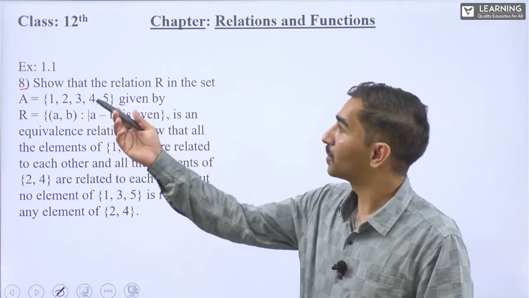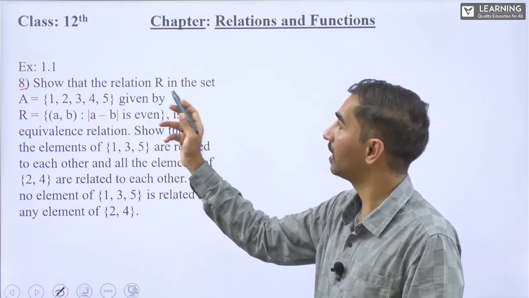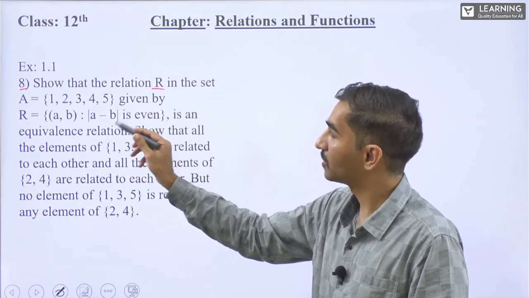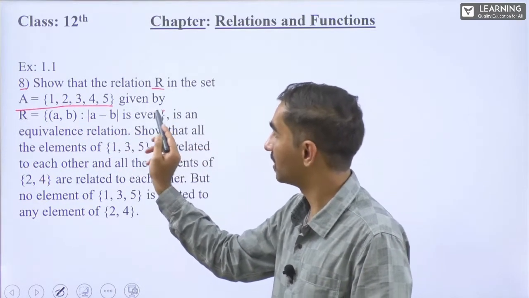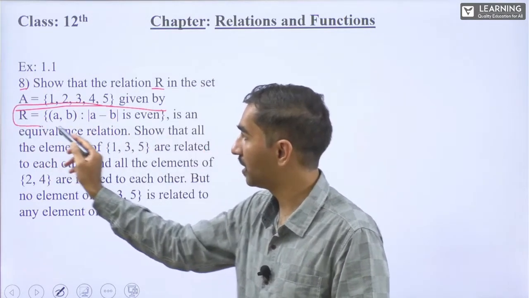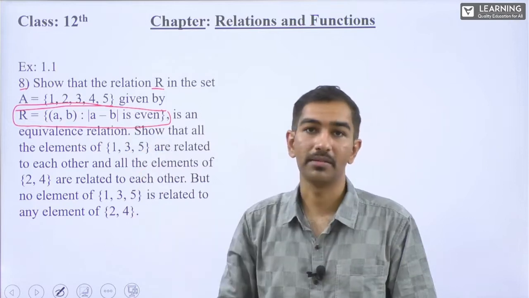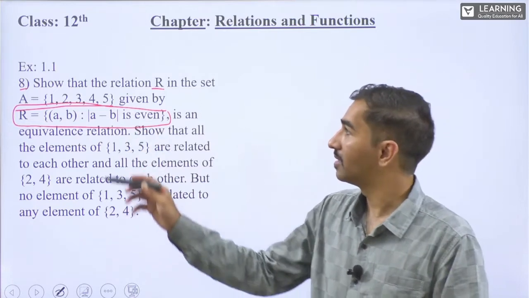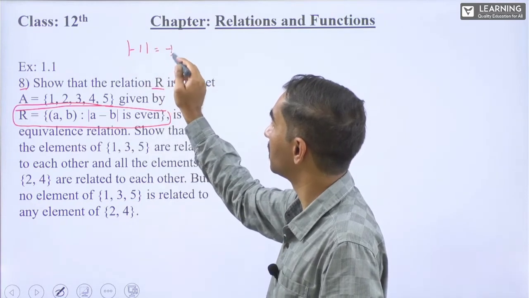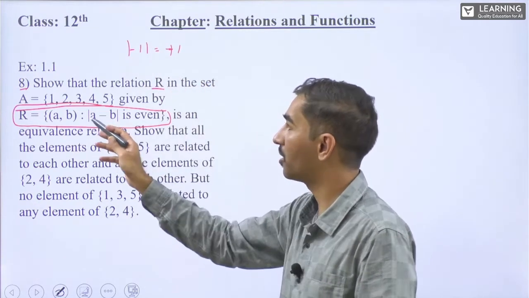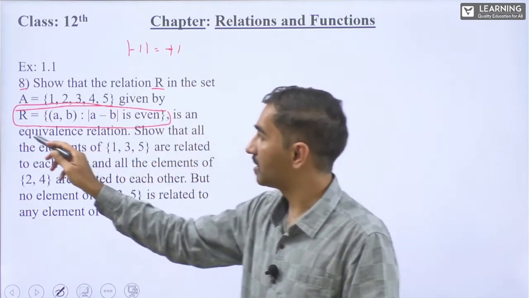In exercise 1.1, question number 8: show that the relation R, the set A is given as 1, 2, 3, 4, 5. Students, see this is the relation, R is equal to (a, b) such that mod of a minus b is even. What is mod, students? For example, mod of minus 1 is equal to how much? It will be equal to plus 1. That is the mod function. Mod of a minus b is even is an equivalence relation.